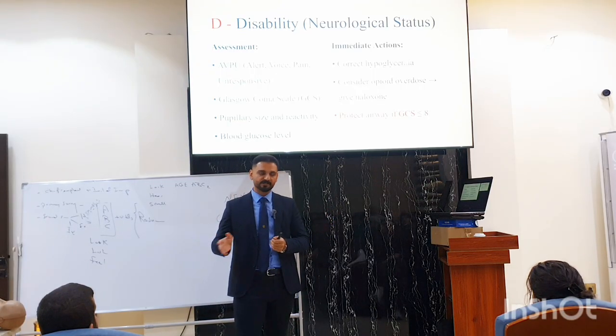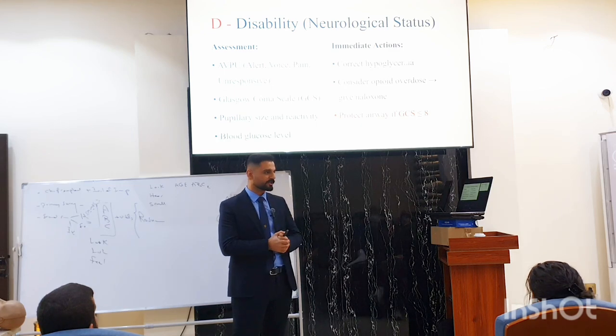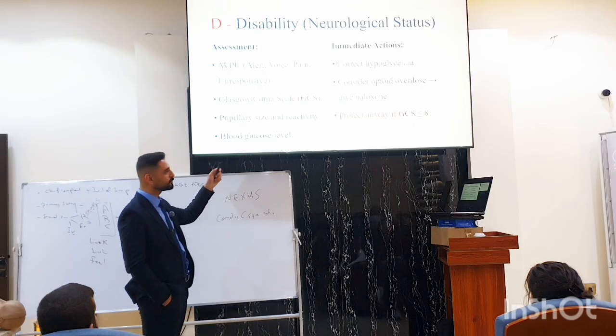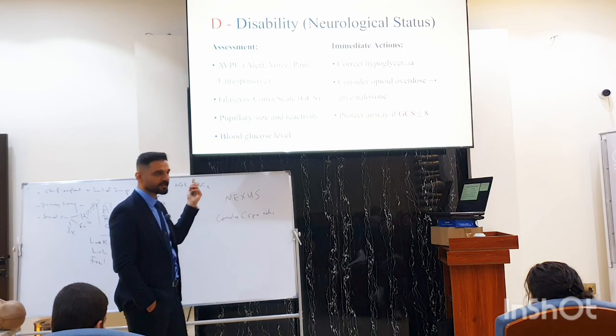We check the Glasgow Coma Scale, we do a glucose, and we check the temperature. Is that clear until this point? And accordingly, whatever we find, we can manage, but it's not that urgent as we started.